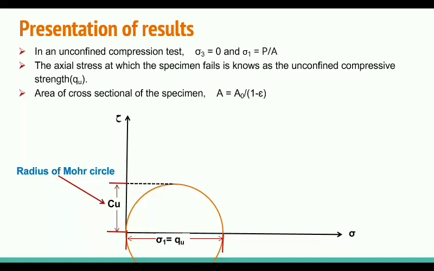And the radius of the Mohr circle is equal to half of the diameter. What is the diameter here? The diameter is sigma 1, or QU. So we can write S, the shear strength of the soil, is equal to CU, the cohesion intercept in the case of the unconfined compression test, is equal to sigma 1, the major principal stress, divided by 2, is equal to QU divided by 2.